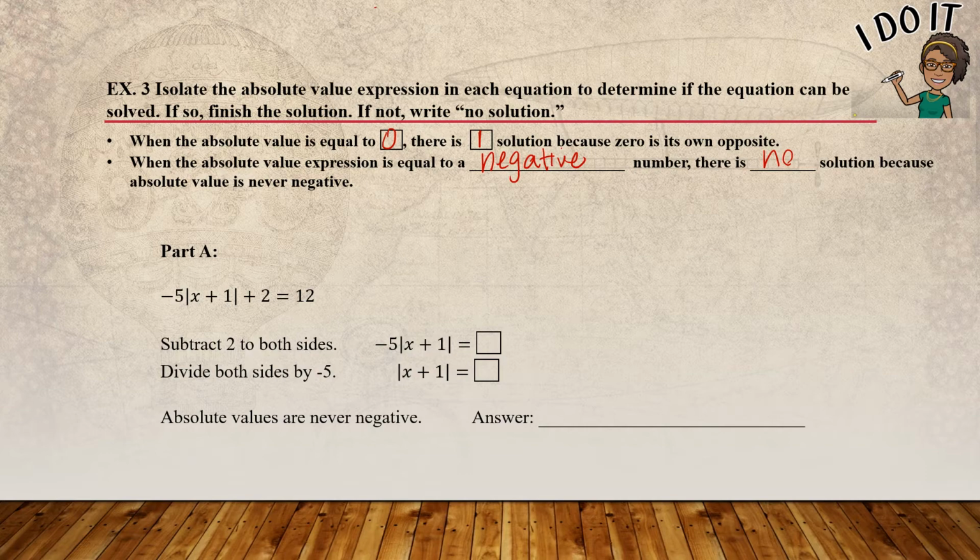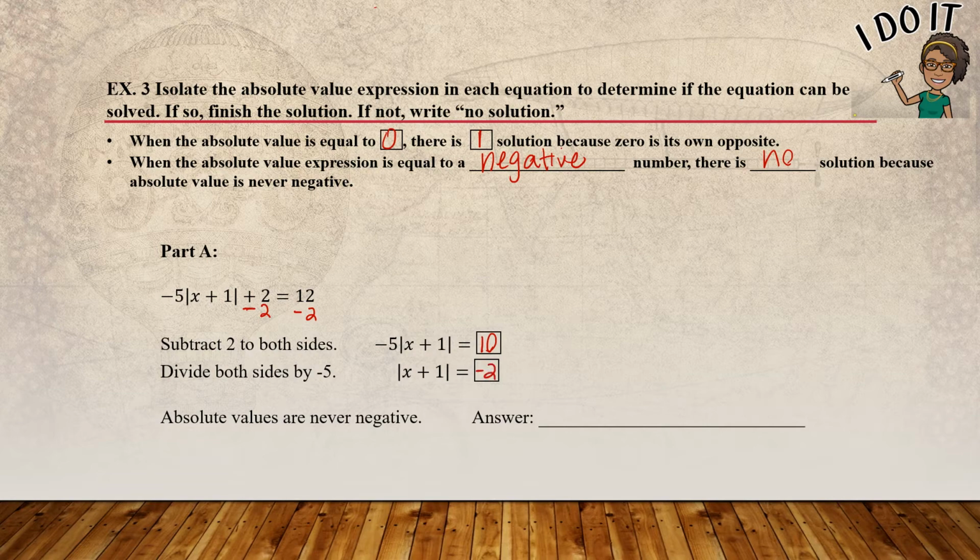So let's look at these two cases. Part A. We have the absolute value equation negative 5 times the absolute value of x plus 1, plus 2 equals 12. We're going to solve for x and see what type of value we get. First we subtract 2 on both sides, because we have to isolate the absolute value expression. On the left I have negative 5 times the absolute value of x plus 1, and on the right I have 10. The next step is to divide both sides by negative 5 to get the absolute value by itself. When I do that, negative 5 goes into 10 negative 2 times.